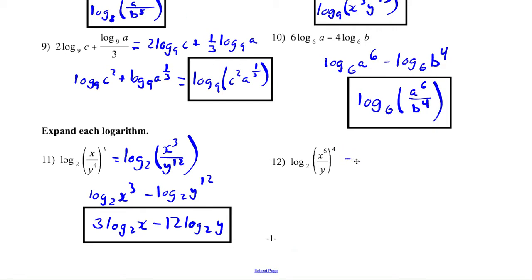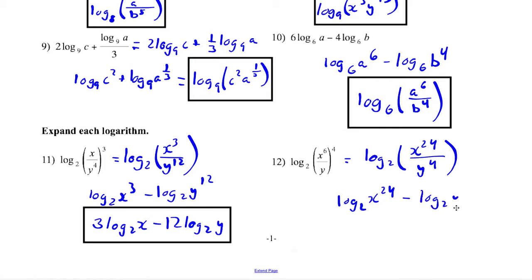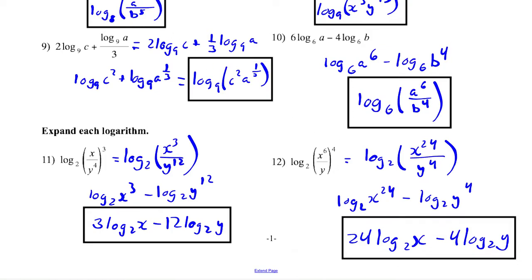Same thing with the next one here. I'm going to have log base 2 of x to the 24th over y to the 4th. So this is log base 2 of x to the 24th minus log base 2 of y to the 4th. And so this is going to be 24 times log base 2 of x minus 4 times log base 2 of y.